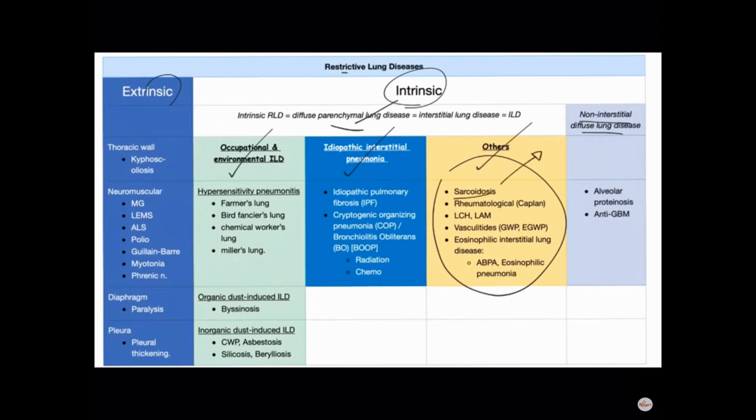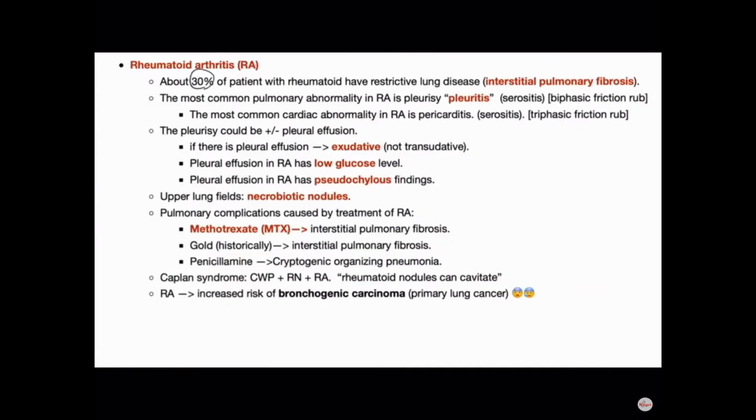Sarcoidosis has been discussed in the previous video. Today we'll talk about rheumatological diseases, Langerhans cell histiocytosis, lymphangioleiomyomatosis, vasculitides, and even the eosinophilic interstitial lung diseases, such as eosinophilic pneumonia, which has acute and chronic subtypes. 30% of patients with rheumatoid arthritis have a restrictive lung disease, which is an interstitial pulmonary fibrosis. The most common pulmonary abnormality in rheumatoid is actually pleuritis or pleurisy, which is a freaking serositis with the famous biphasic friction rub. Inhalation, exhalation.